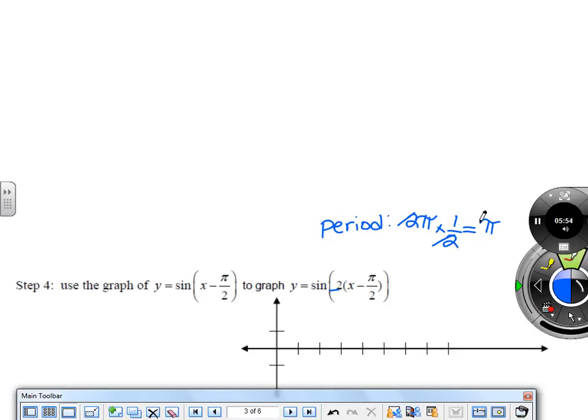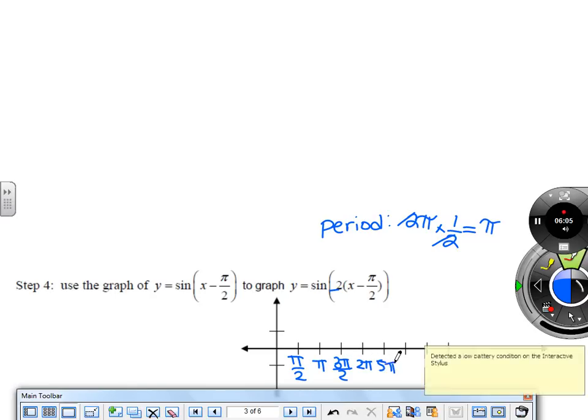Okay, so think about what that means for our graph. So again, I'm going to go through and label this. I'm going to include the 5 pi over 2 because our graph went there last time. Okay, so yeah, Jay.